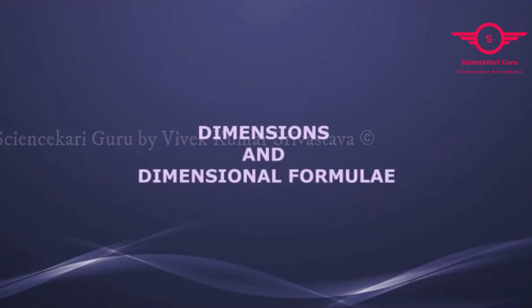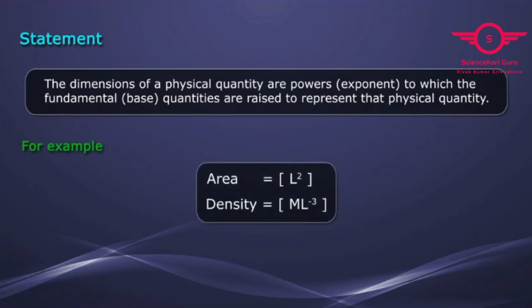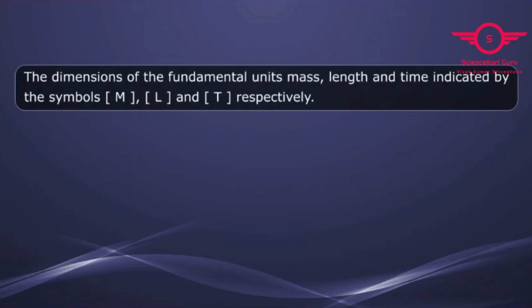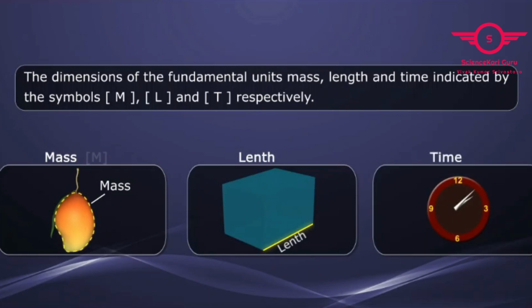Dimensions and dimensional formulae. In this module, we shall discuss dimensions and dimensional formulae. The dimensions of a physical quantity are the powers, exponents, to which the fundamental base quantities are raised to represent that physical quantity. For example, area is equal to L squared. Density is equal to M by L cubed. The dimensions of the fundamental units, mass, length and time, are indicated by the symbols M, L and T respectively.